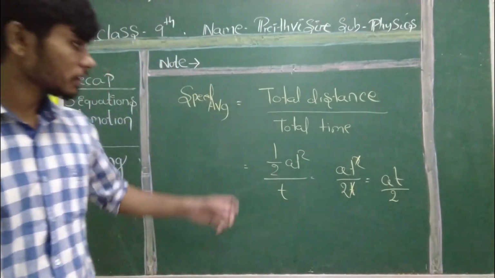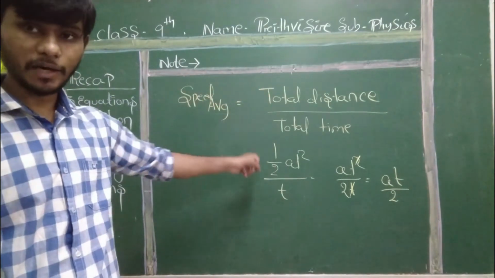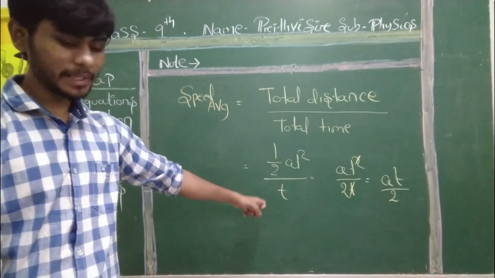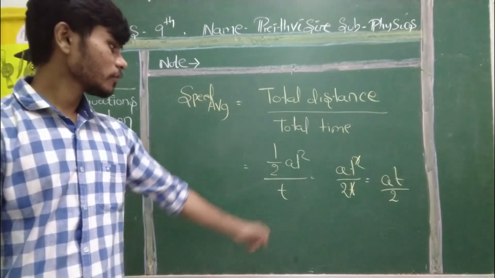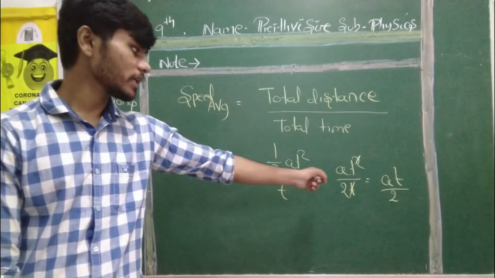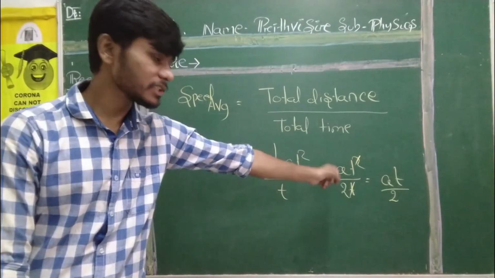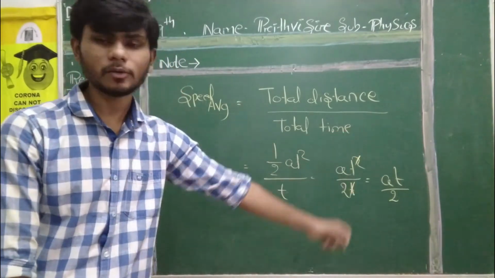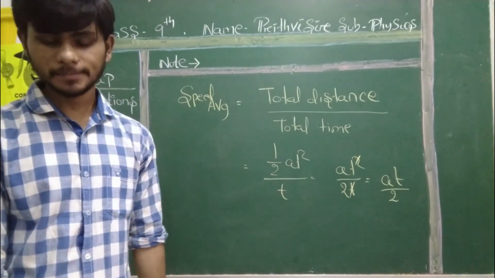What I have done: here the total distance we got is half at square. The total time taken is already given as t, so we have to divide it. Half will come down, then 1 by 2 at square, t cancels, t square will be cancelled. Then at by 2 will be your answer. Right? Okay.